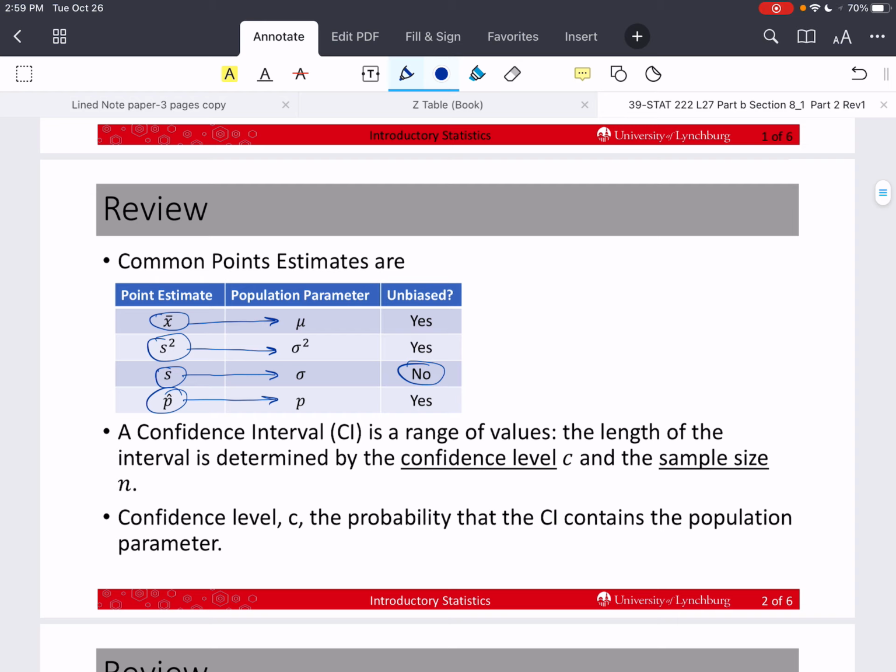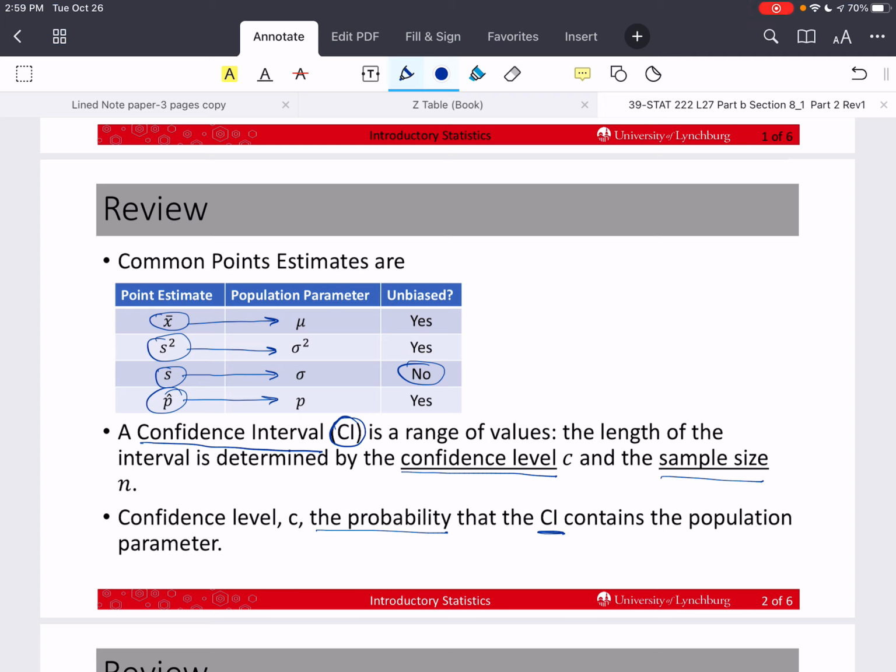We talked about a confidence interval, which we have abbreviated as CI. It's a range of values. And we said that the length of the interval is determined by the confidence level and the sample size. The confidence level is the probability that the confidence interval contains the actual population parameter that we're estimating.